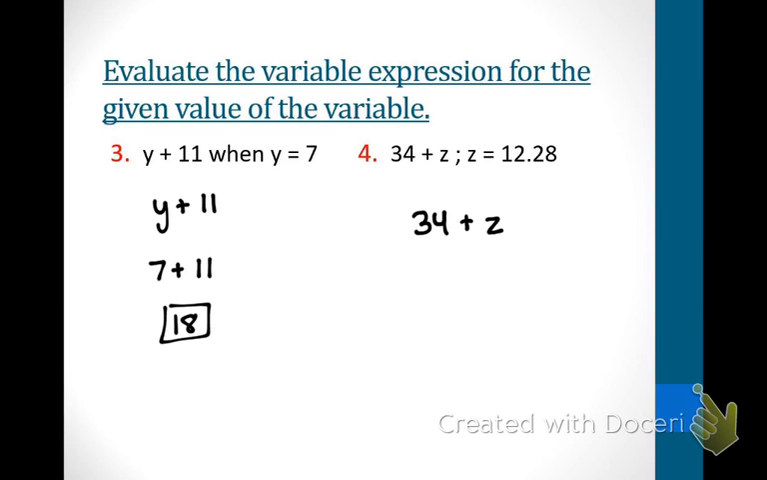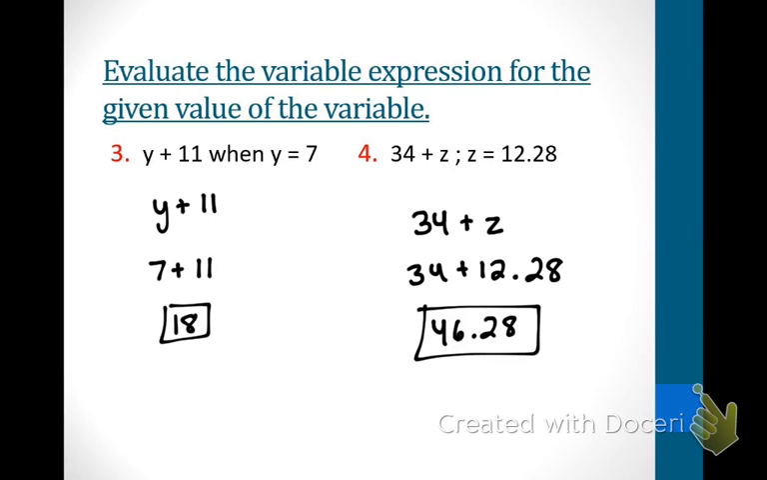Okay, go ahead and plug it in. What am I plugging in? Okay, and what's my answer? $46.28 is correct. Okay, questions on how to evaluate variable expressions?